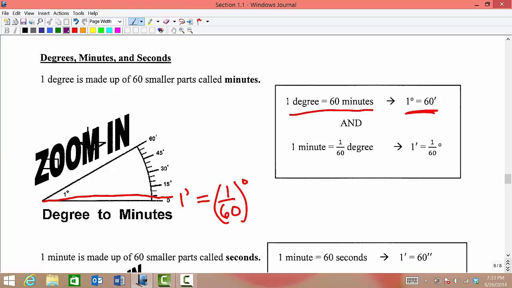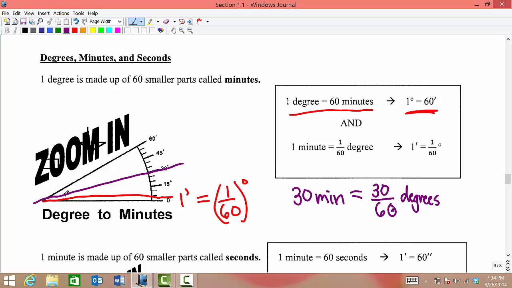How much of a degree would 30 minutes be? So let's say that I have 30 minutes. Well, 30 minutes would represent half a degree. So basically, we can think about this as kind of like an equation. If I multiply both sides by 30, 30 times 1 would be 30, so that represents our 30 minutes, is equal to 30 times 1 over 60, which would be 30 over 60 degrees.